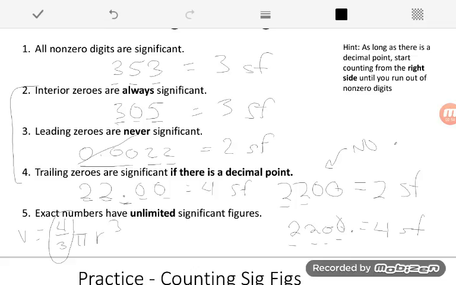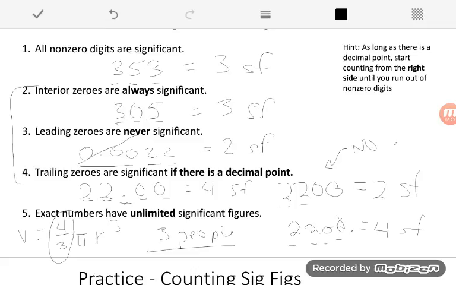Another way we can have exact numbers is if we're counting something very precisely. So let's say I looked around and I said there are 3 people in this room. This would also be an exact number because I could look around and count there are 1, 2, 3 people. I can't have 3.1 people. I can't have 2.9 people. It has to be exactly 3. So exact numbers, we basically have unlimited or infinite sig figs.